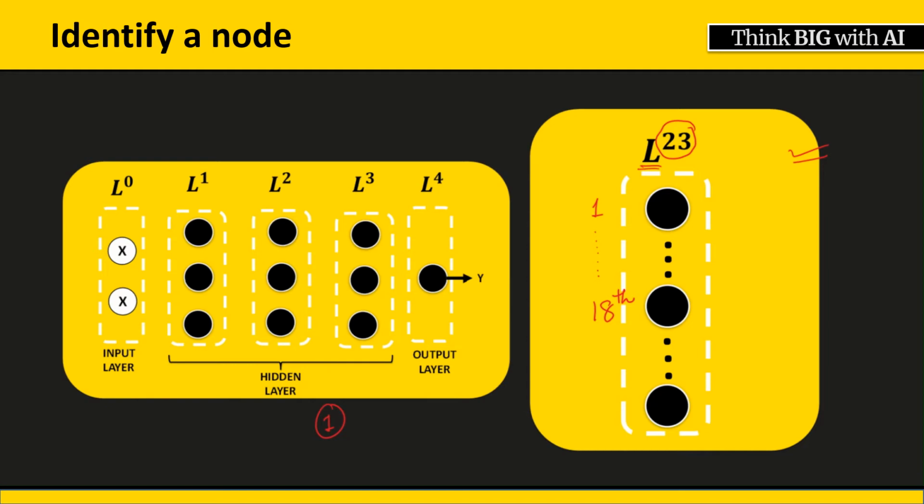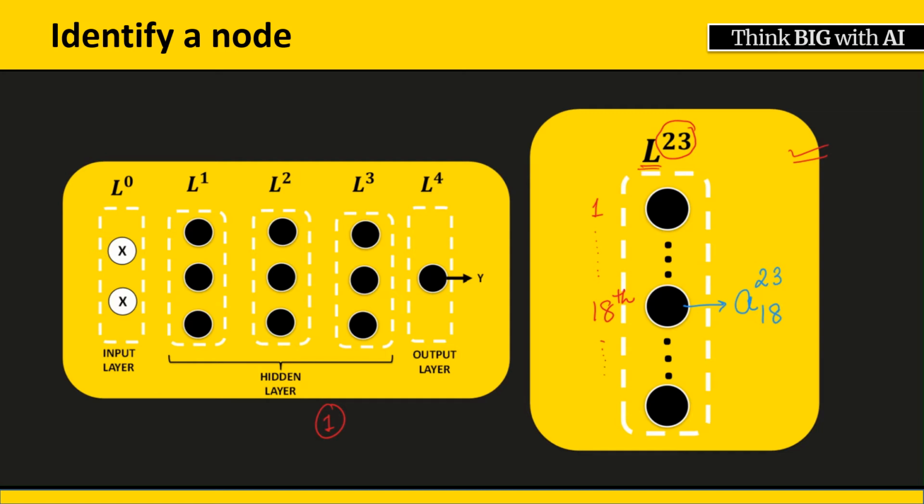I hope it's very easy and you must have already written it, but let's see. To identify this node, we can say A. Why are we using the notation A? That we will look at later. But for now, we can say A, the location is 18 and it is present in layer 23. I hope it's easy. Let's do one more.